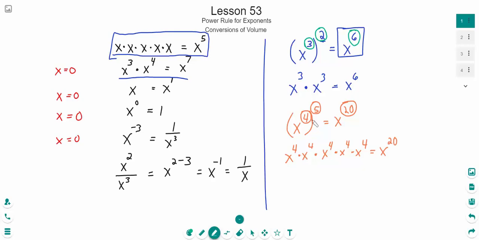If we have something in parentheses, and those parentheses are being raised to a power, then we need to multiply the exponent of all the terms inside the parentheses by the exponent outside the parentheses, okay, to get our solution. So hopefully that is pretty straightforward to you, and you see how that works. But let's try to complicate things just a little bit here. I know how much you like things to be complicated.